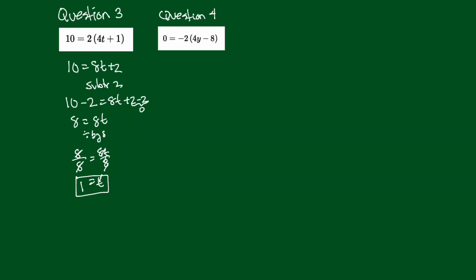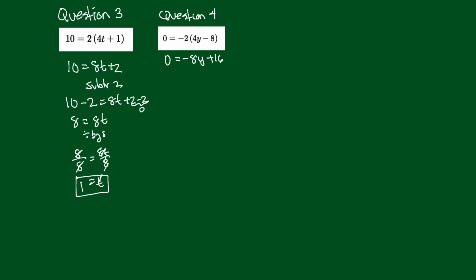Question 4, let's solve this equation for y. Now, I've got 0 on the left side. I'm going to multiply through this set of parentheses to eliminate it by negative 2. So I'm going to write 0 equals now negative 2 times 4 is negative 8, so I'll get negative 8y, and then negative 2 times negative 8, positive 16.